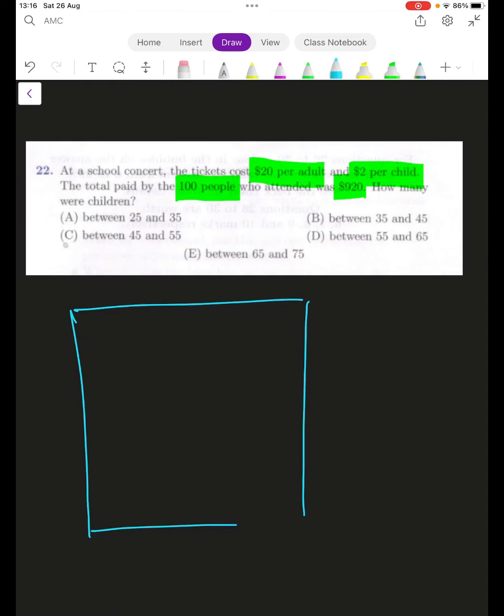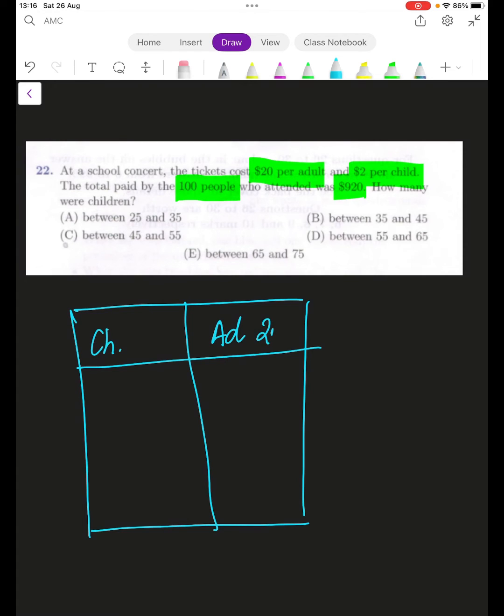Let's do the next question. At a school concert, the tickets cost 20 per adult and 2 per child. The total paid by 100 people who attended was 920. How many were children? Now, they have already told us that there are 2 kinds of tickets. Let's work it out.